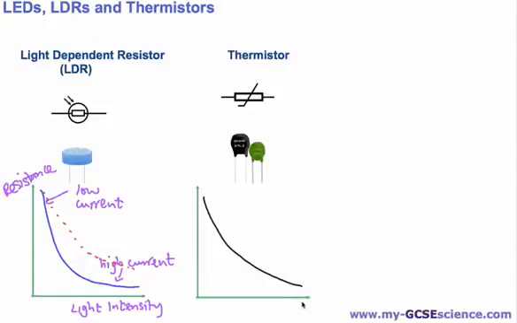So here we don't have light intensity, we have temperature, and along the side we have again resistance. So as we increase the temperature we get a lower resistance, and that means a higher current can flow. Similar pattern to the LDR, but the different variable on the x-axis there.